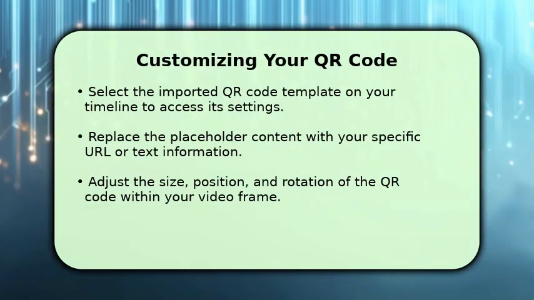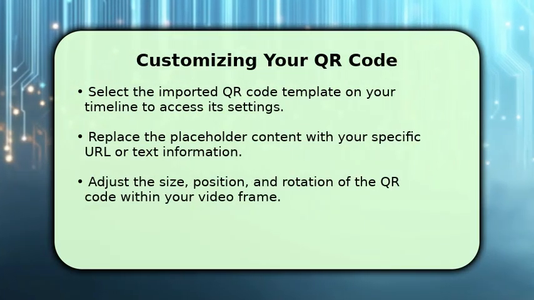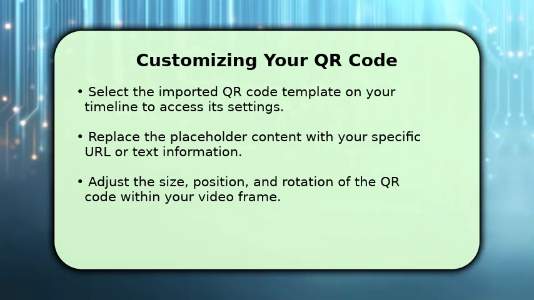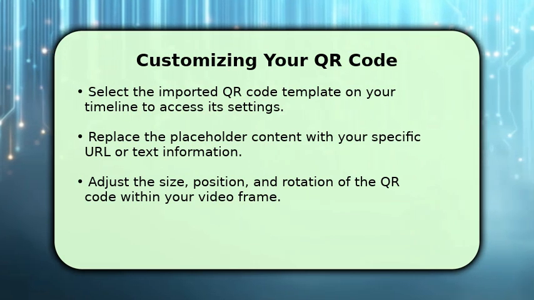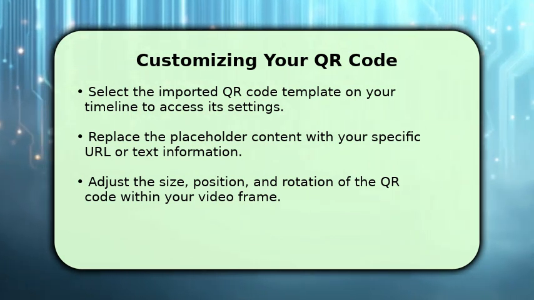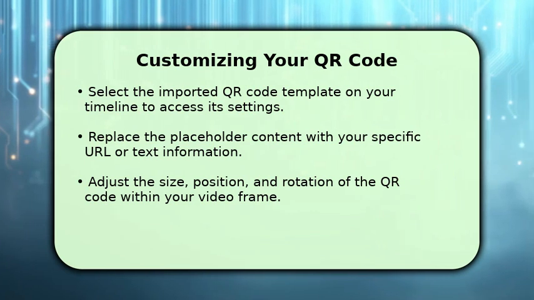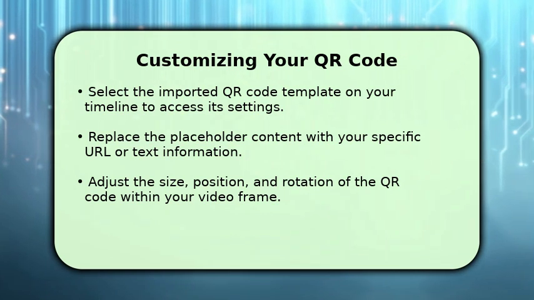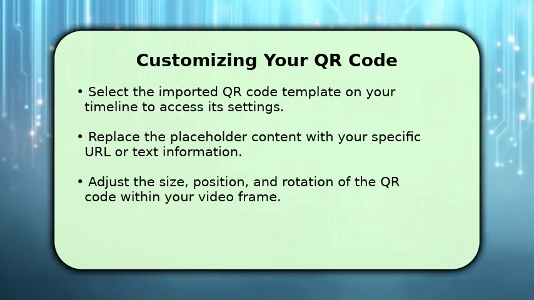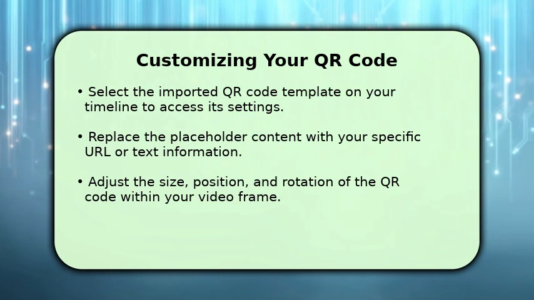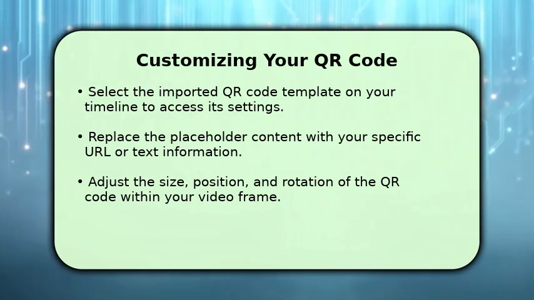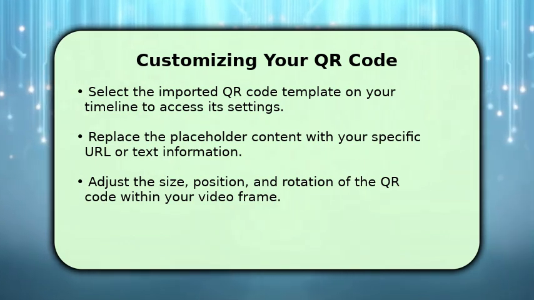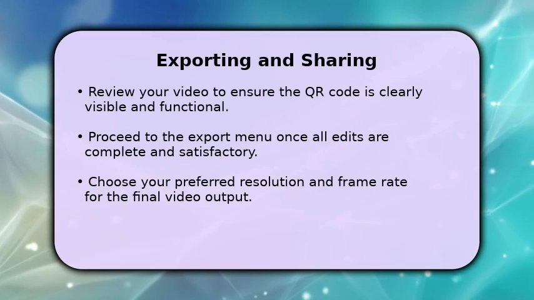With the template imported, it's time to customize your QR code. Select the QR code layer on your timeline to open its editing panel. Here, you can replace the default content with your actual link, such as a website URL or a social media profile. You also have full control over its appearance. Easily adjust its size, position, and even rotate it to fit perfectly within your video. Don't forget to explore options for changing colors or adding subtle animations to make your QR code truly stand out and grab attention.